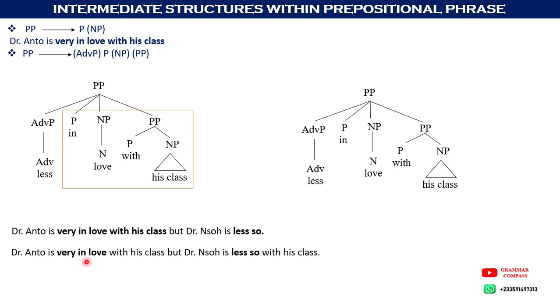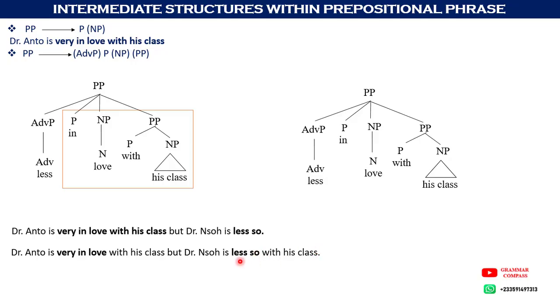We still have another intermediate level in the PP, which is "in love." And that is, Dr. Anto is very in love with his class, but Dr. Nso is less so with his class.